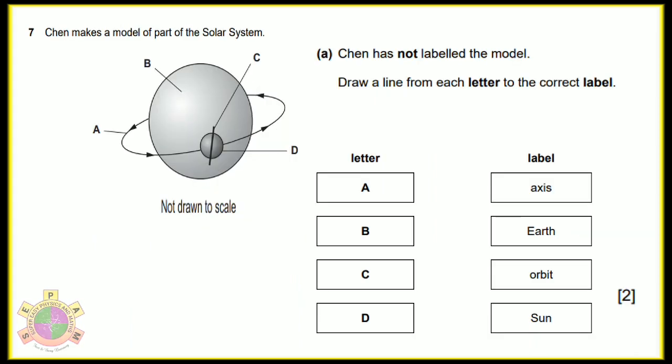Shen makes a model of part of the solar system. Label the diagram. A is the orbit. B is the sun. C is the axis of the planet. D is the earth, which is the planet.